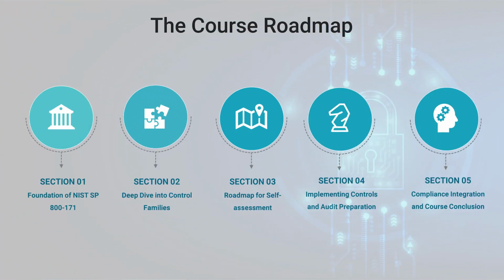Let's take a look at the roadmap ahead. This course contains 5 sections, namely Section 1, which is Foundation of NIST SP 800-171. This will last approximately 45 minutes. Section 2, which is Deep Dive into Control Families, which is by far the largest module, will last around 1 hour and 45 minutes. However, for ease of consumption, we have split it into easy, smaller chunks of 10 to 15 minutes.